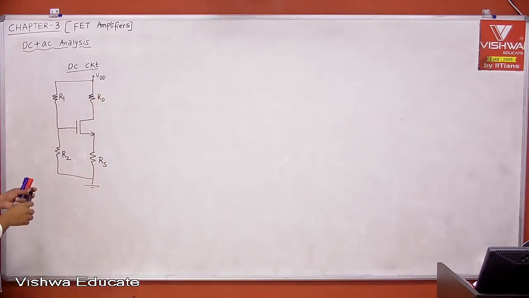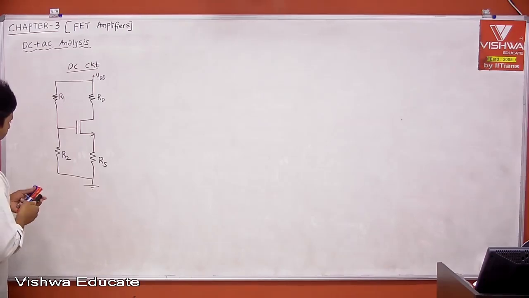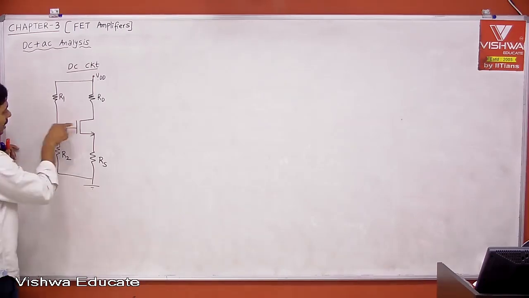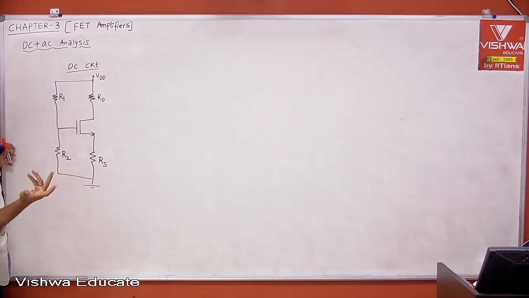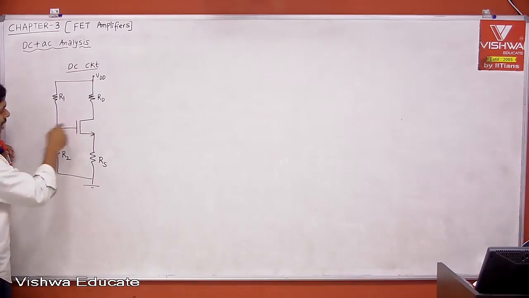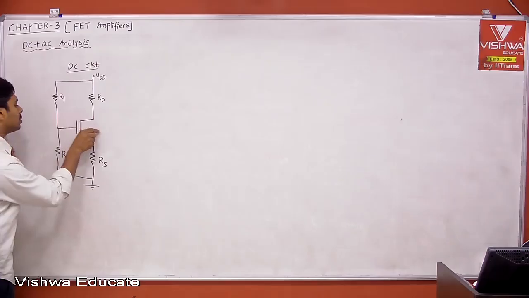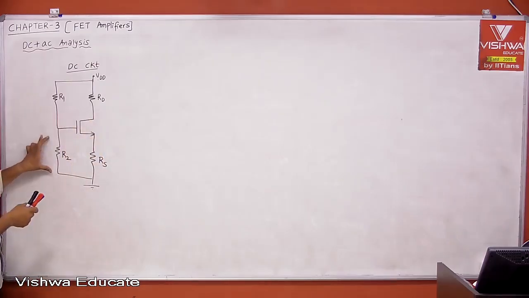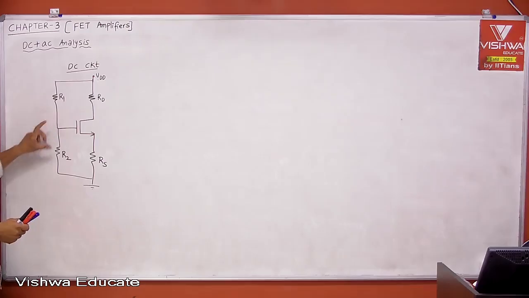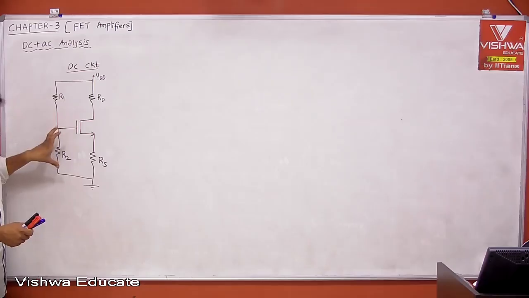Right? Therefore, here the current entering into gate is equal to 0. We have VThevenin, RThevenin. No need to consider RThevenin because the current flowing through VThevenin, RThevenin into gate is equal to 0. Tell me what is the voltage here? The voltage you are applying at the gate is R2 divided by R1 plus R2 into VDD. That is the voltage applied to the transistor gate.